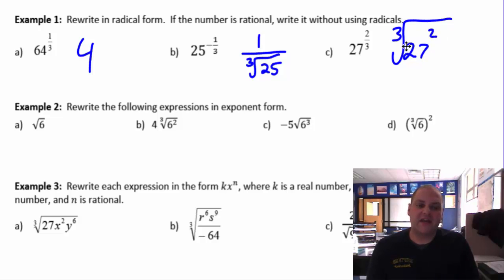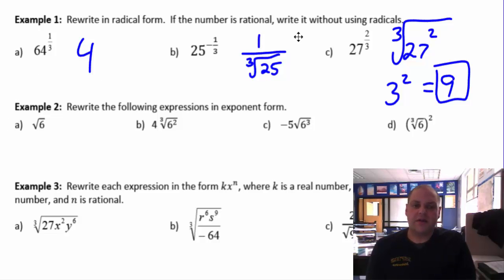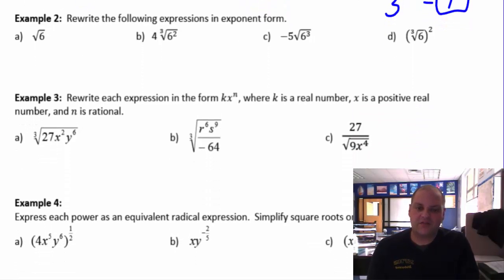Now this one we actually can do. We can do the cubic root of 27 first. We can do that in our head. That's 3, and then squared is 9. Okay? And again, if you can't do that in your head, you can always use your calculator. That does come out to be 9. We wanted to make sure we write it without radicals if possible.